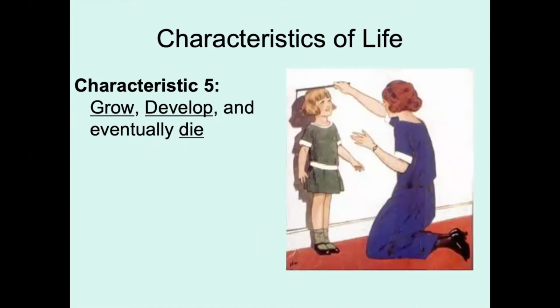And characteristic number 5, the ability to grow, develop, and eventually die. All living things die. A little bit more detail about that if you were in class about the dying part. There was an exception to the rule. Email me if you're interested.